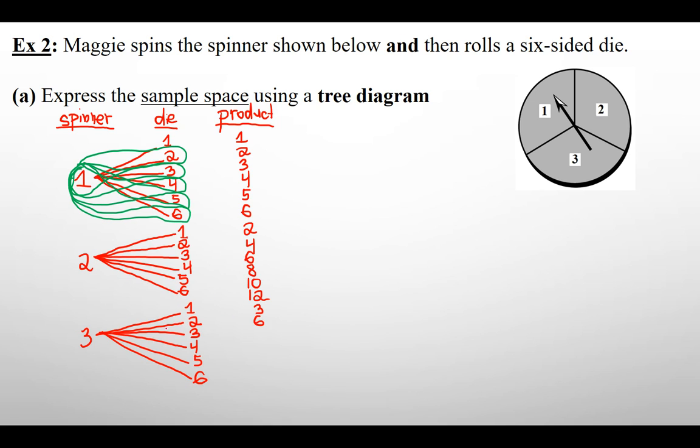3 times 2 is 6. 3 times 3 is 9. 3 times 4 is 12. 3 times 5 is 15. And then 3 times 6 is going to be 18.